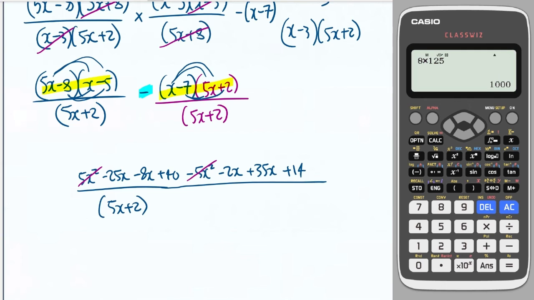How many x's have we got? We've got minus 25. We've got minus 8. We've got minus 2. We've got plus 35. Oh, magic. So we just have 54. So it's 54 over 5x plus 2. Beautiful.